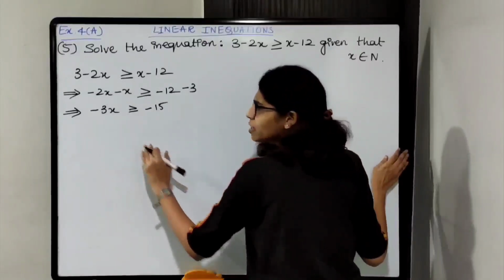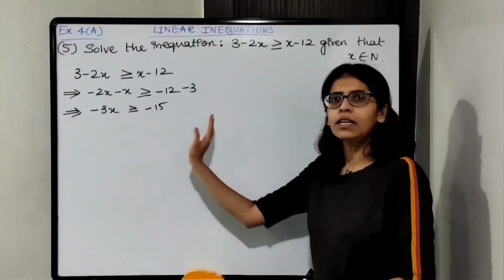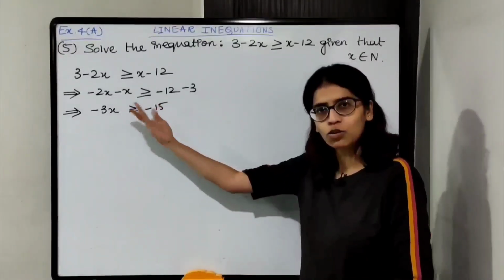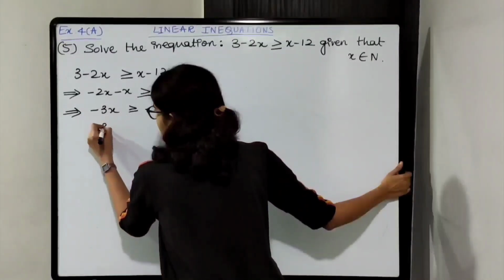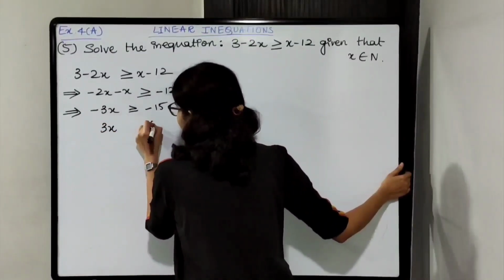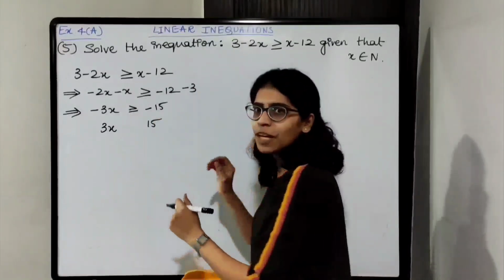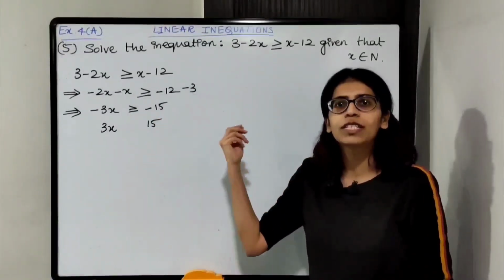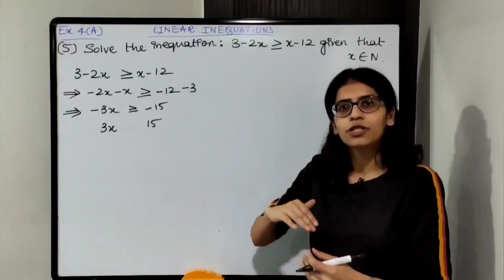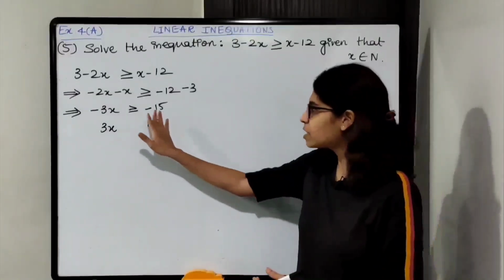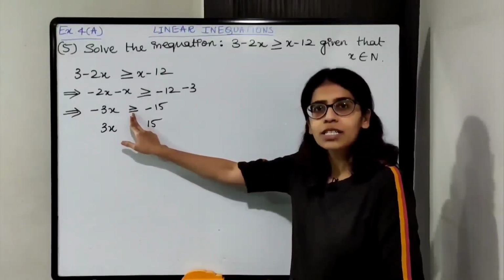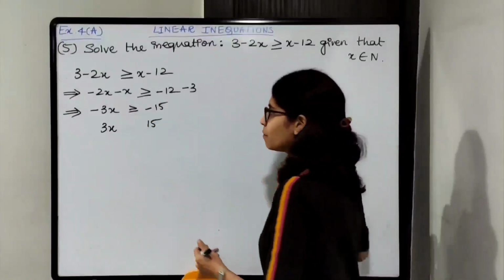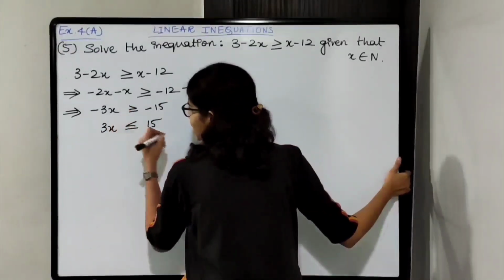Let's change the signs. We make them positive. दोनों negative है, दोनों positive हो जाएगा. So 3x and this will become 15, when you change the signs on both the sides. Negative positive हो जाएगा, positive negative हो जाएगा. Whatever is the sign, it will change on both the sides. So the inequality sign will reverse. So greater than or equal to will become less than or equal to.